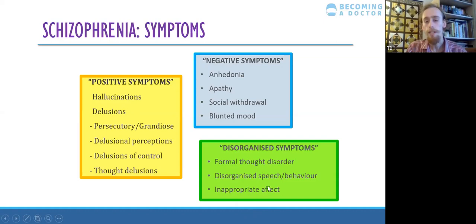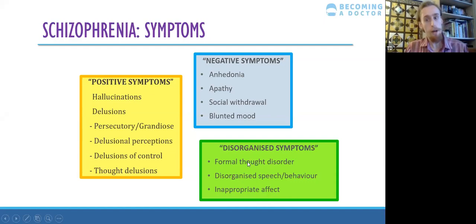And then disorganized speech and behavior, a manifestation of formal thought disorder, I guess, where the things they're saying and the way they're behaving is chaotic and makes no sense. And then inappropriate affect, affect being the current presentation of your mood, is incongruous with what's actually happening. So you hear something sad and you laugh, or whatever it may be. So these are basically all the symptoms of schizophrenia.